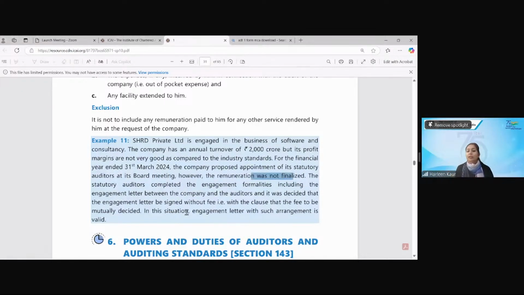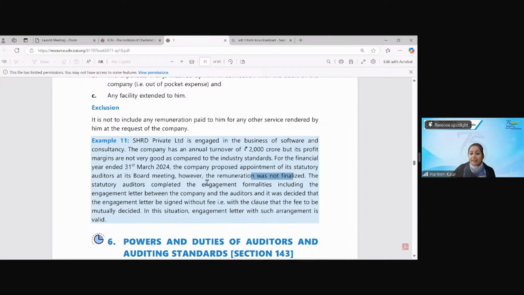31st March 2024. Now this information that they have given is just mere information. What is the meaning of mere information? Just a small story they have told you. It has nothing to do with the remuneration part. They have just told you that now we need to appoint the statutory auditor, and the statutory auditor has been appointed and remuneration has not been finalized.